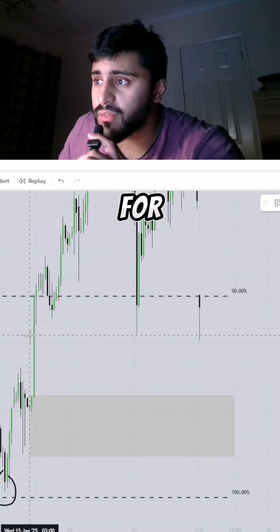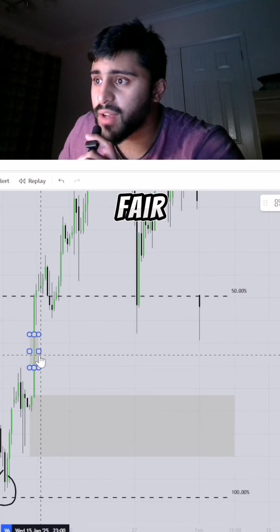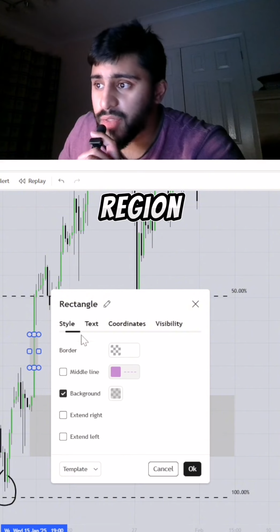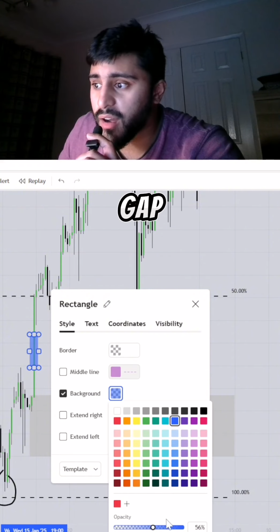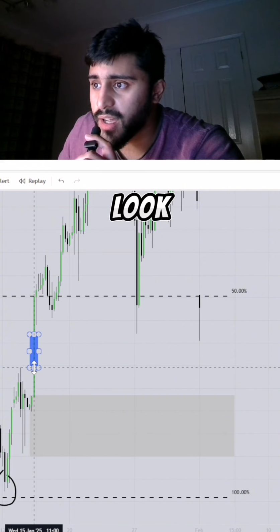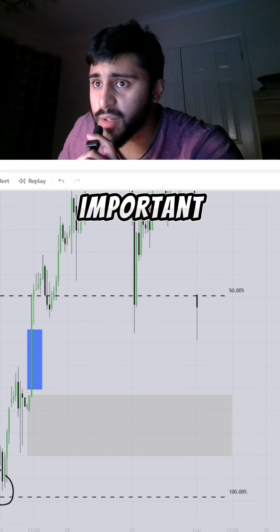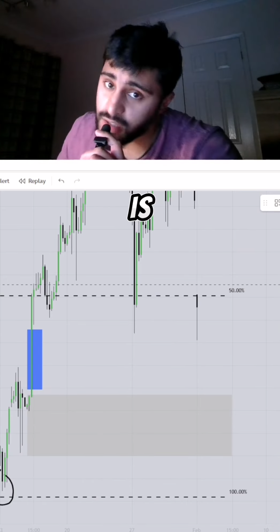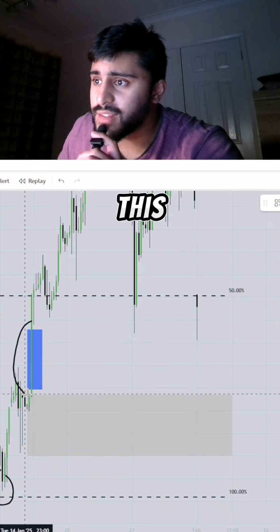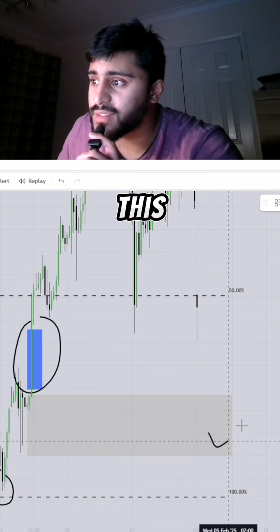So I am looking for a fair value gap. We have a fair value gap in this region. This is a very, very large fair value gap, and I expect the market to fill this. Look at how large this imbalance actually is. Very, very big imbalance. So what's important to understand is that the key level is different to the fair value gap. This is the fair value gap, but this is the key level.